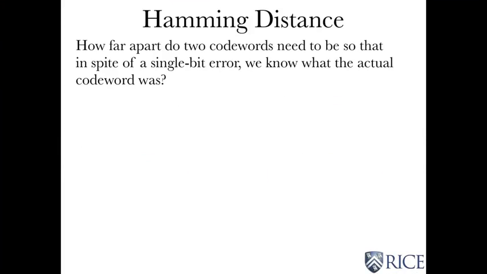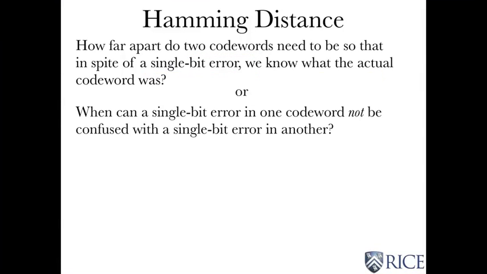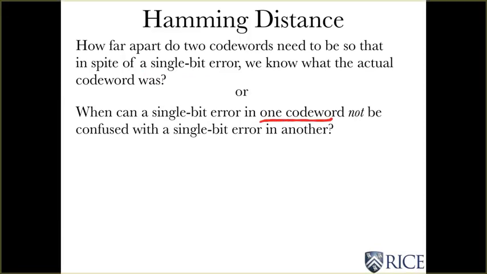The Hamming distance assesses how far apart 2 code words are, and how many bits have to be changed for one to equal the other. So how far apart do 2 code words have to be so that in spite of a single bit error, I can actually figure out what the original code word was? How far do they have to be apart? Another way of saying that is, when can a single bit error in one code word not be confused with a single bit error in another code word? That would be a disaster.